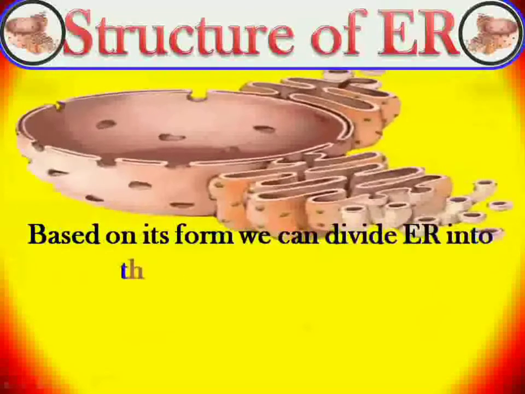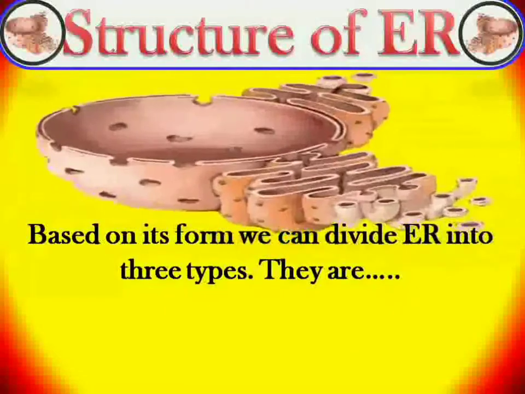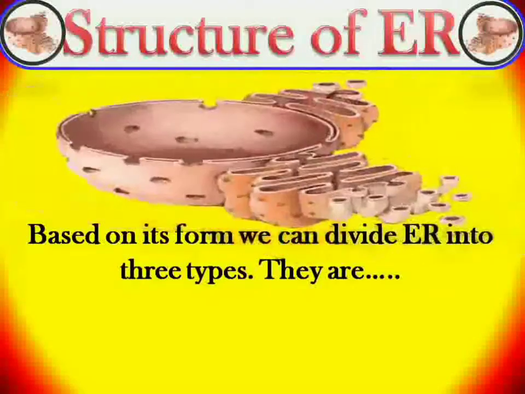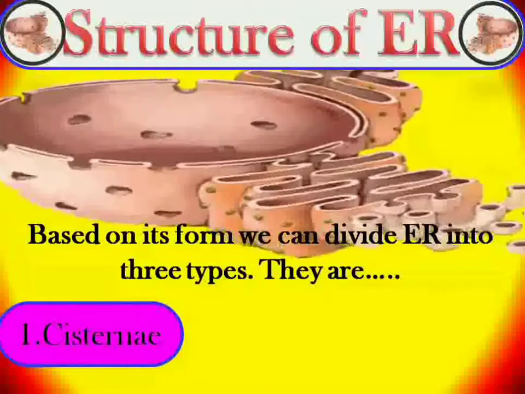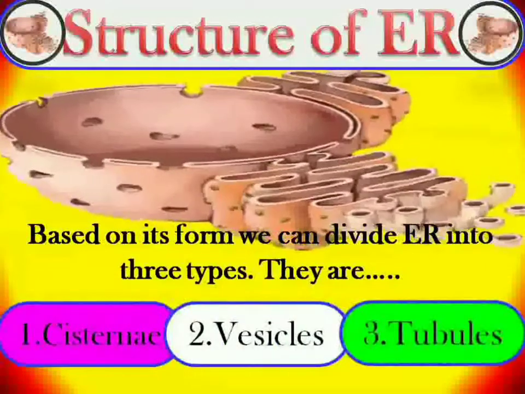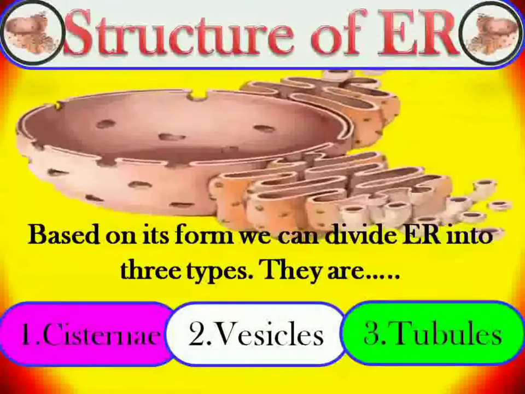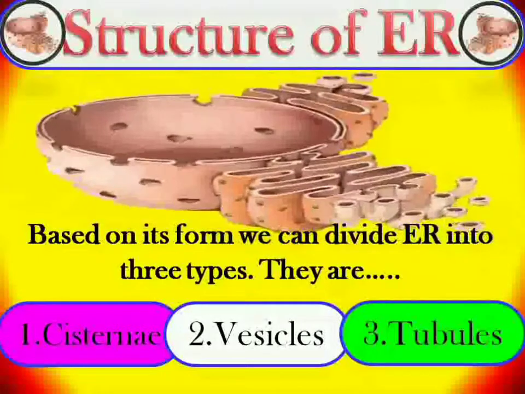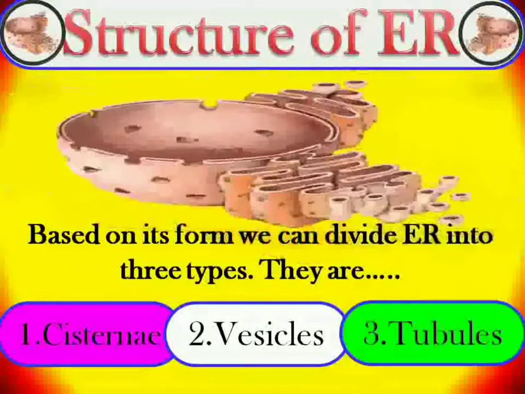So here, based on its form, we can divide endoplasmic reticulum into three types. They are: number one, cisternae, cisterna singular, cisternae plural. The second kind is vesicles. Third kind is tubules. That means in the entire endoplasmic reticulum, some portion exists in the form of cisternae, some part exists in the form of vesicles, and some part exists in the form of tubules.